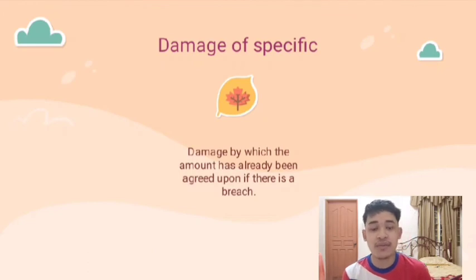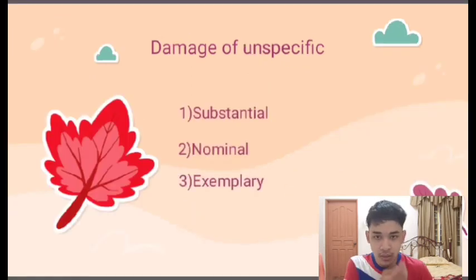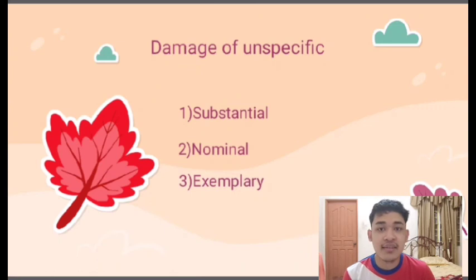Damages have two types, damages of specific and damages of unspecific. Damages of specific is damages by which the amount has already been agreed upon if there is a breach. Next, damages of unspecific have three types, which are substantial, nominal, and exemplary. Substantial is a reward given to put the plaintiff in the place that he should be in if the defendant performed the contractual obligation.